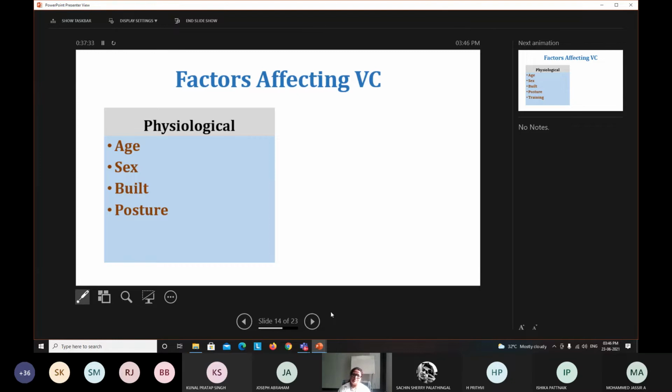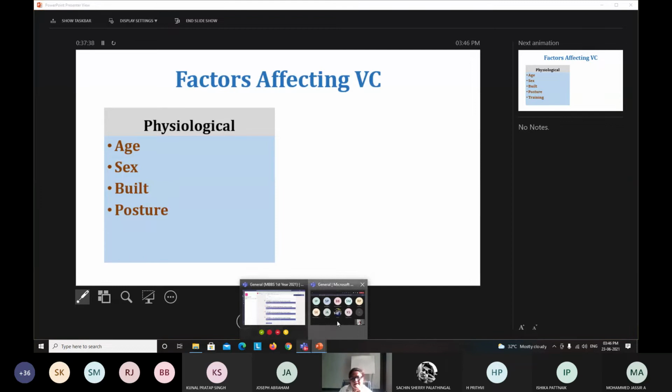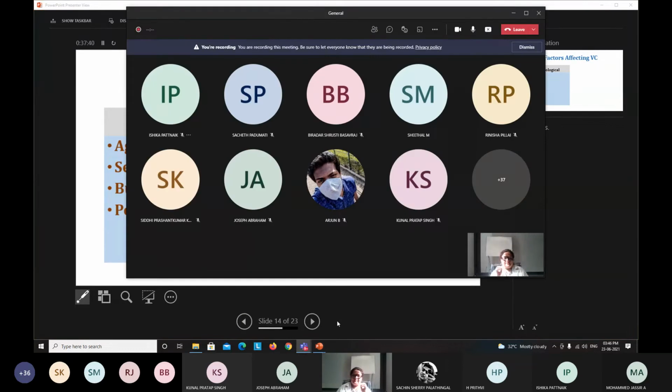Why and how does posture affect the vital capacity? You have to understand. When the person is standing, there is maximum space for the lungs to expand, whether vertically or horizontally. It has maximum space for expansion, no restriction, no limitations. So he can breathe in and out forcefully and inhale and exhale maximum volume of air.